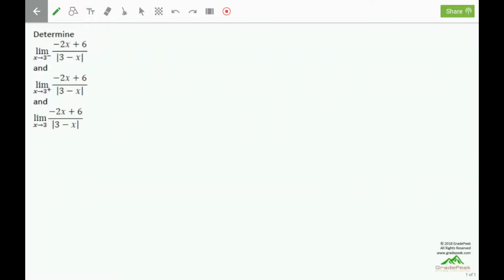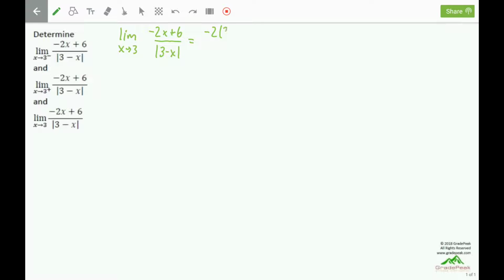Determine the left-sided limit, the right-sided limit, and the two-sided limit as x goes to 3 of negative 2x plus 6 over the absolute value of 3 minus x. Each of these limits involves the limit as x approaches 3 of negative 2x plus 6 over the absolute value of 3 minus x. The first thing to do is try plugging a 3 in for each of the x's.